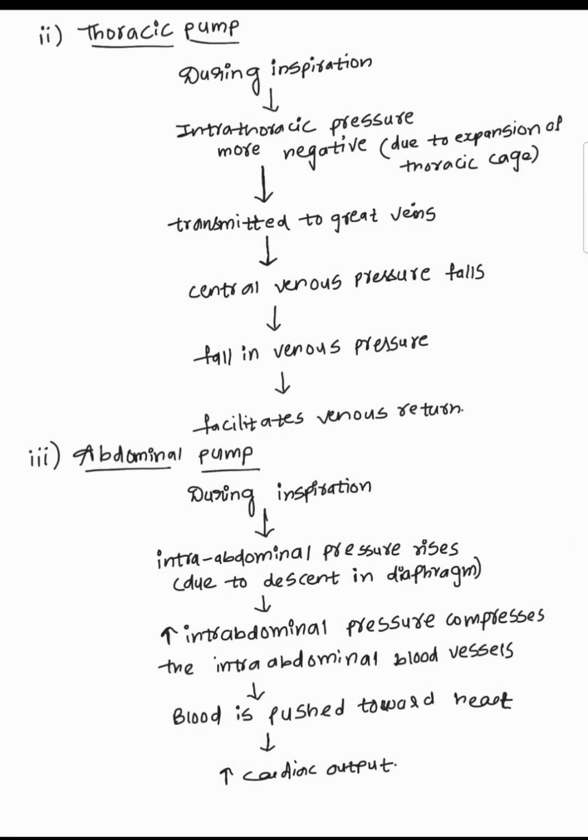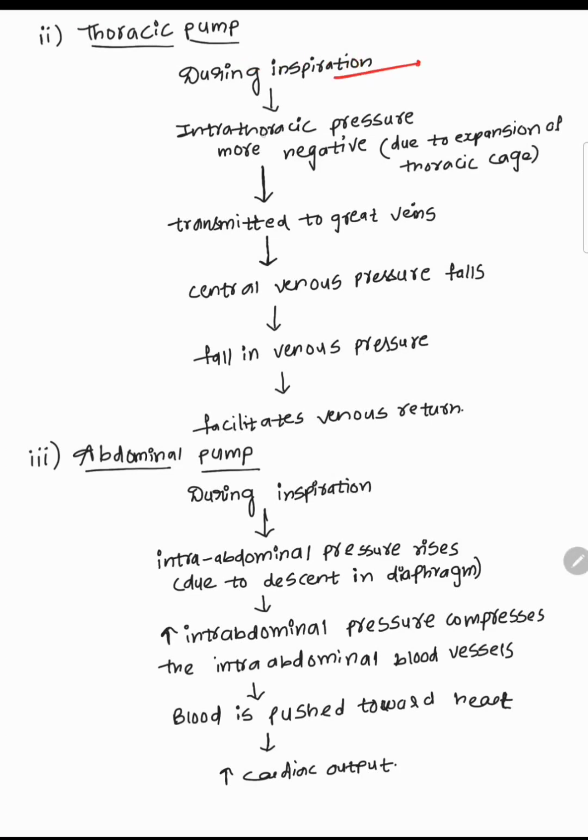Next, thoracic pump. What happens in the thoracic pump is that during inspiration, there will be a decrease in the intrathoracic pressure, meaning it becomes more negative. When there is a decrease in the thoracic pressure, this is transmitted to the great veins. The great veins cause central venous pressure to fall. Decrease in central venous pressure will increase the venous return. That is the thoracic pump activity.